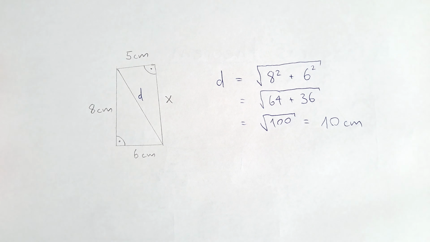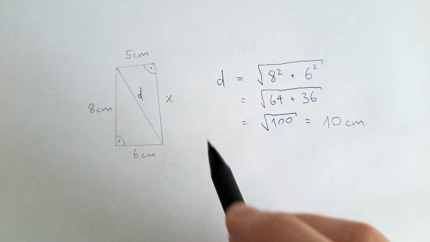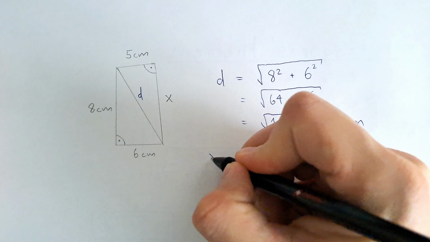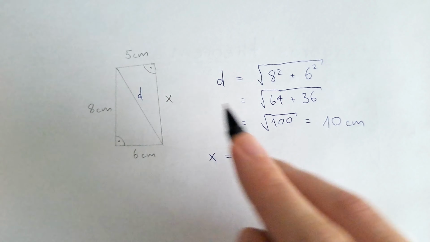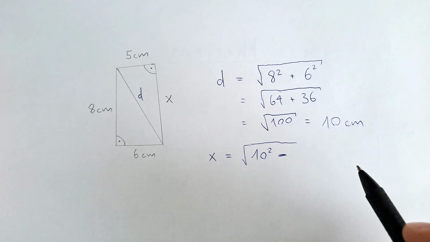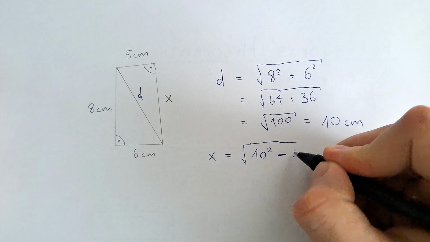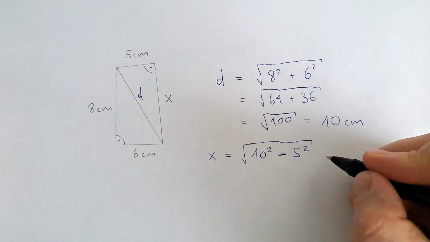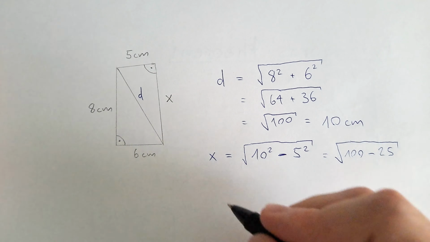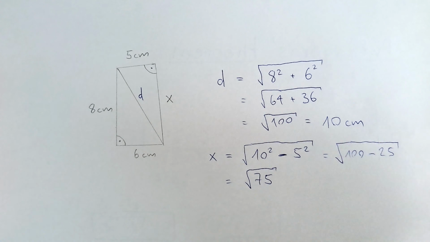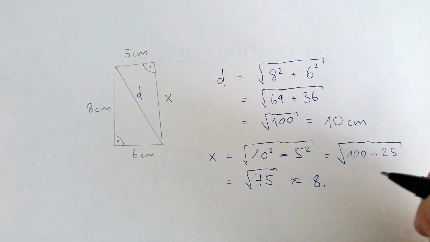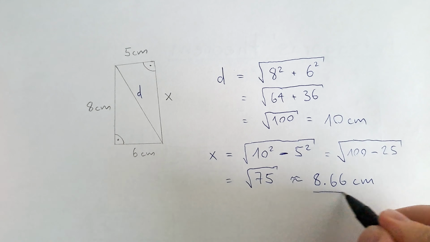Now we look at the second right-angled triangle. In this one, d is the hypotenuse, so we have to be careful here. To get the length x, we can use Pythagoras again, but in this case, we take the square root of 10 squared, as 10 was d, minus 5 squared. That's the same as the square root of 100 minus 25, and therefore the square root of 75. And we can calculate this with a calculator and get 8.66 centimeters. And we found the solution to our problem.